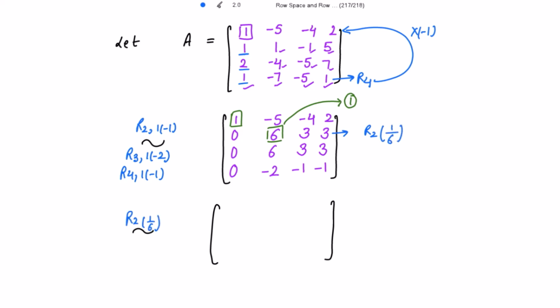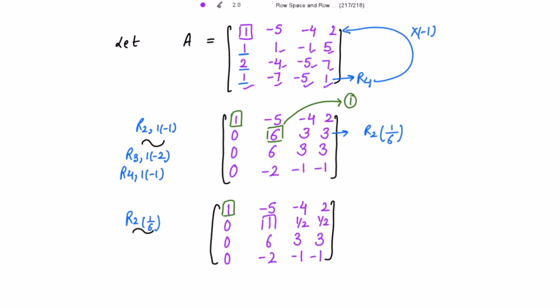So writing the first, third and the fourth row as it is and multiplying the elements of row 2 with 1 over 6. So 0 multiplied with 1 by 6, we get 0, no change. 6 multiplied with 1 by 6, we get 1, this is what we need. 3 multiplied with 1 by 6, we get 1 over 2. And 3 multiplied with 1 by 6, we get again 1 over 2.